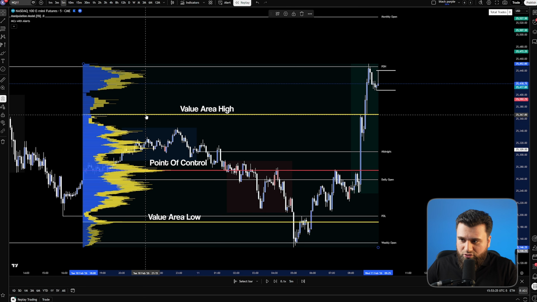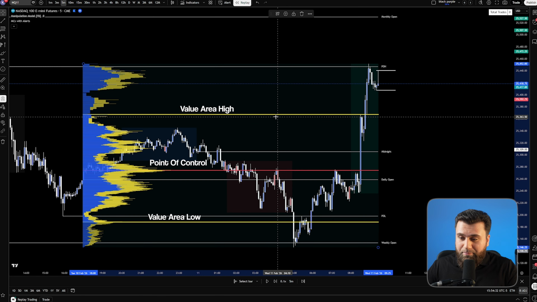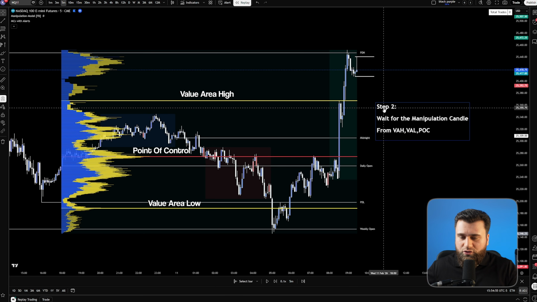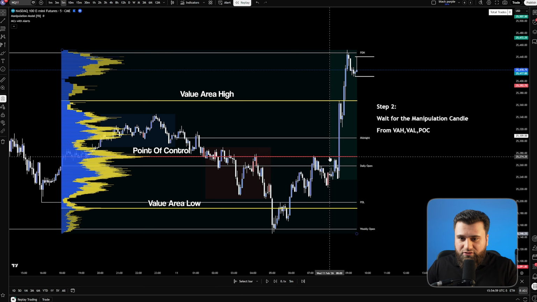This is the value area high, this is the point of control, and this is the value area low. So this area is where 70% of volume has been executed, and the point of control is where the most orders have been executed. So now what we want to see with step 2, we want to see a manipulation on one of these 3 levels. So step 2, we want to wait for the manipulation candle from the value area high, the point of control, or the value area low.